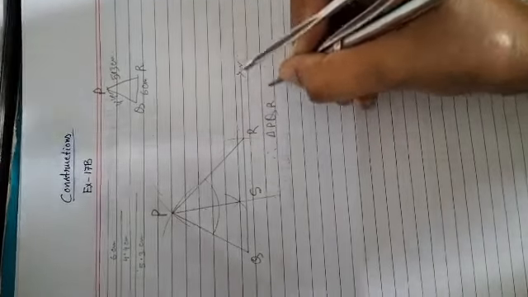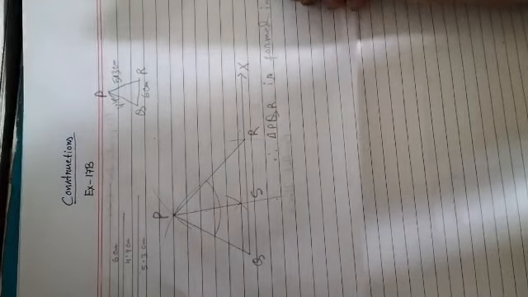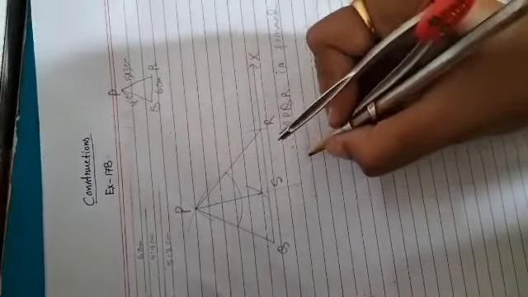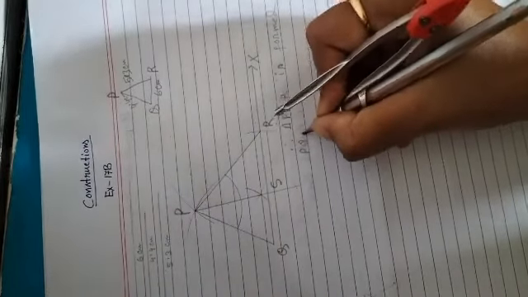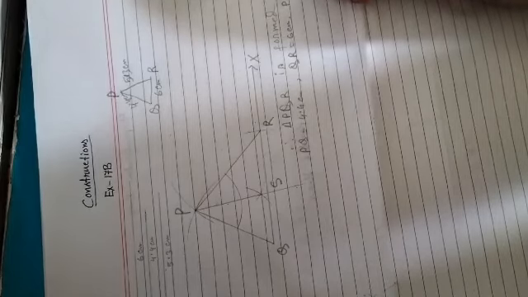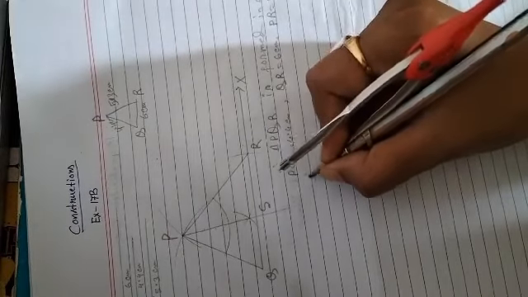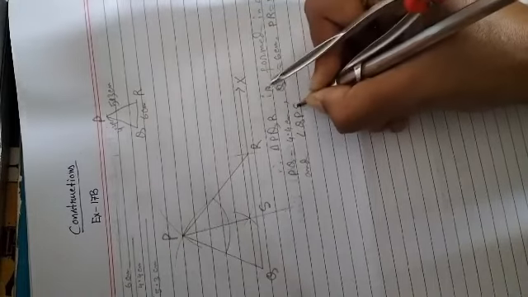triangle PQR is formed. The last line you must write, in which, you can write this by pen, in which that measurement you have to write: PQ equal to 4.4 centimeter, QR equal to 6 centimeter, PR equal to 5.3 centimeter, and angle QPS equal to angle SPR.